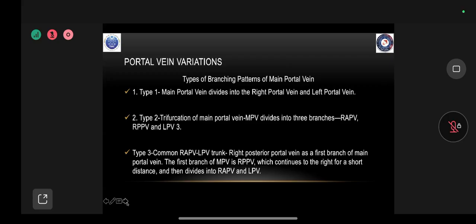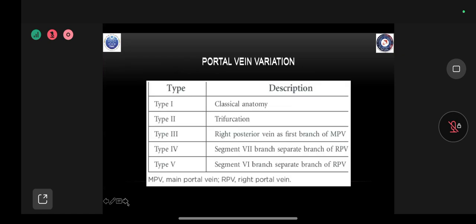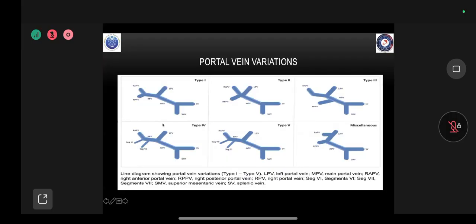In liver resection, portal vein variations are more relevant. Usually the main portal vein divides into the right and left. Trifurcation is another scenario which is commonly encountered. And a common right anterior portal vein and a left portal vein trunk is also the third most common, or a type 3 variation which we see. So classical anatomy is called type 1, trifurcation is type 2, and the other two are rarer and are not as significant as the first three.